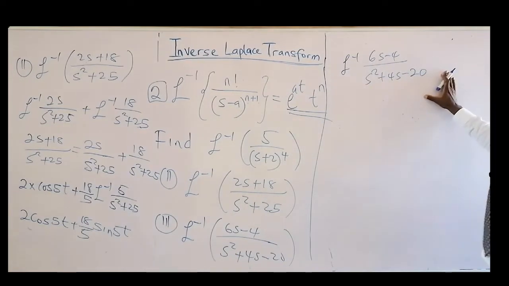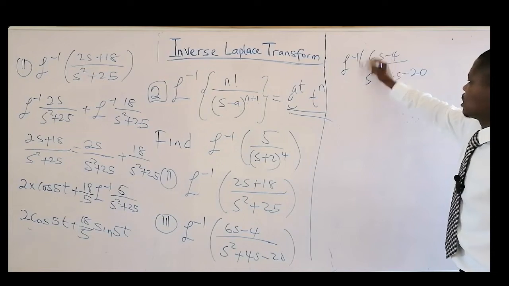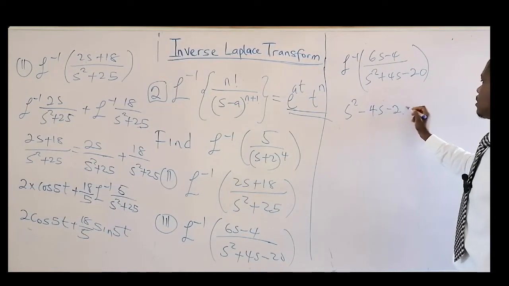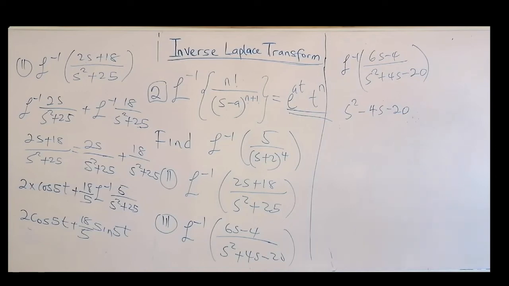Next: inverse of 6x minus 4 all over x squared plus 4x minus 20. Okay, first thing first is for us to express this. Can we factorize this? Can we? 20, 4 and 5, 10 and 2. We can factorize it, but we can turn it to perfect square.